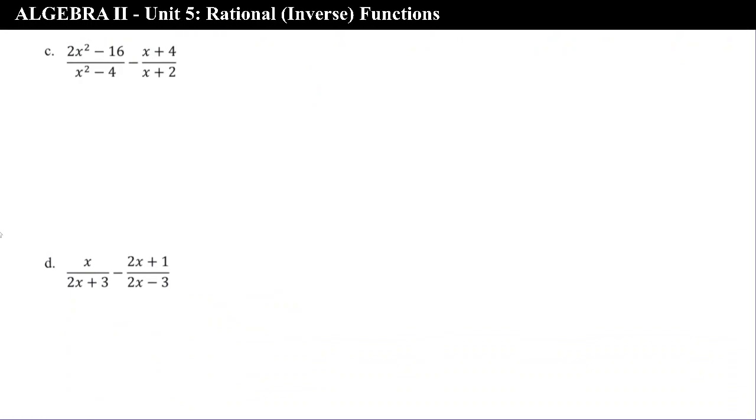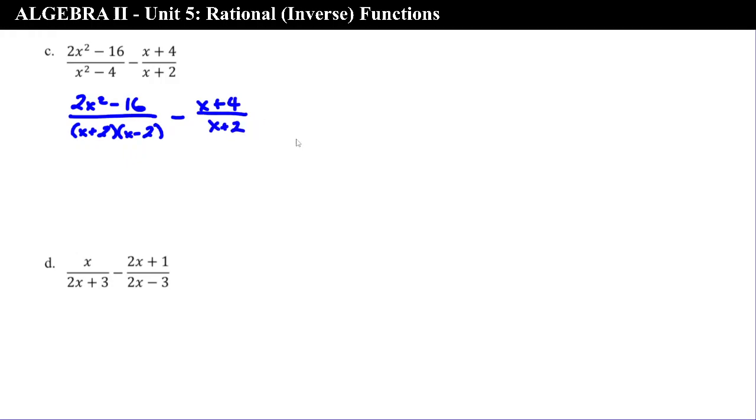All right, let's move on to C. So let's factor the top and the bottom, or rather, let's just factor the bottom. Let's get our common denominator first. So we have 2x squared minus 16. The bottom is a difference of squares, so that's going to be x plus 2 times x minus 2 minus x plus 4 over x plus 2.